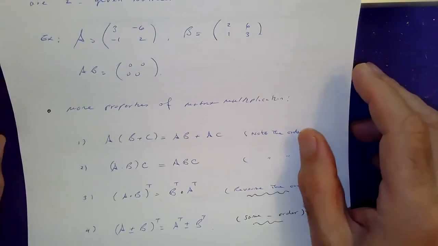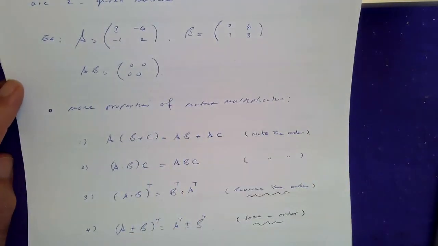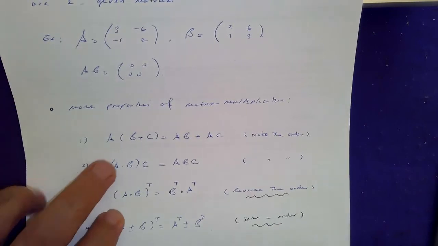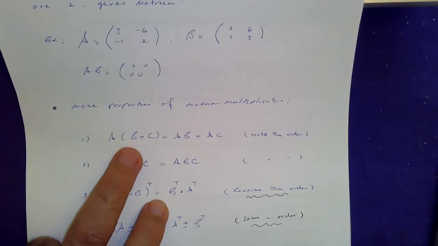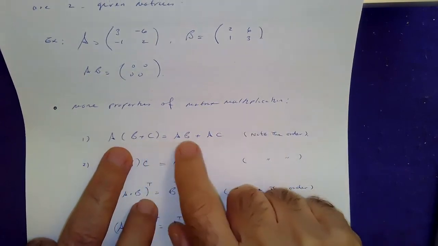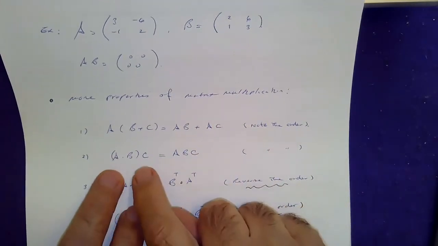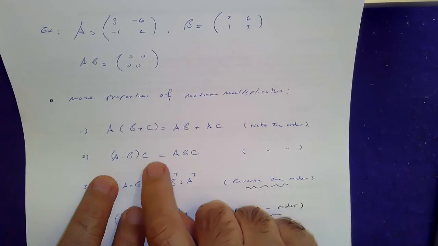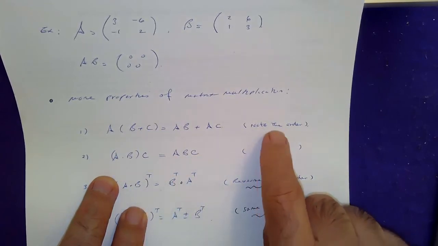More properties or rules of matrix multiplication. If the dimensions are appropriate and you multiply matrix A by the sum of matrices B and C, you have to follow the order. So this has to be AB plus AC. You can't switch them. On the other hand, if this is A times B times C, so the answer is ABC. Then again, order matters.